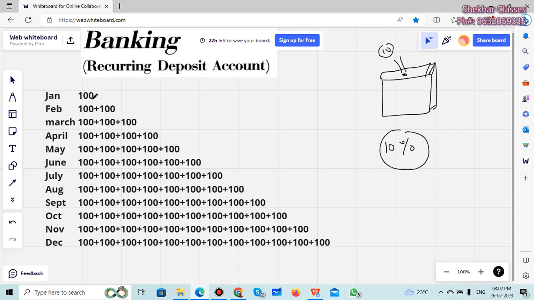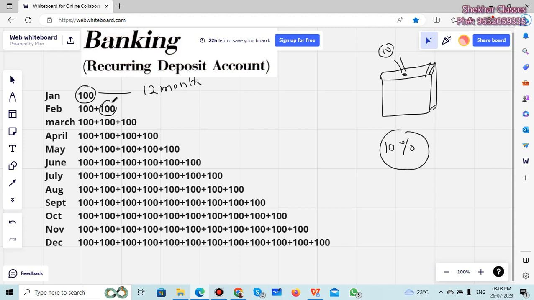Say you deposited 100 rupees in January and the bank gives you the interest at the end of December. This 100 rupees was with the bank for how many months? 1, 2, 3, 4, 5, 6, 7, 8, 9, 10, 11, 12 months. So this 100 rupees was for 12 months. So on this 100 rupees, you will get interest for 12 months.